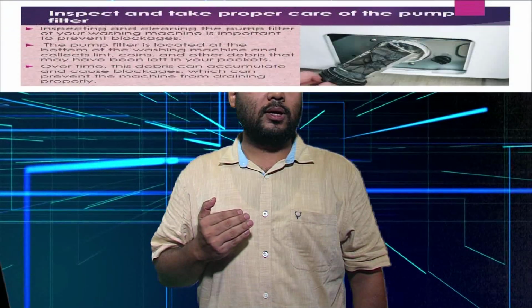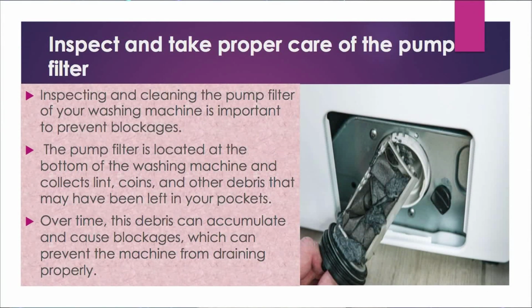Another important point, inspect and take proper care of the pump filter. Inspecting and cleaning the pump filter of your washing machine is important to prevent blockage. The pump filter is located at the bottom of the washing machine and collects lint, coins and other debris that may have been left in after every wash. Over time, this debris can accumulate and cause blockage, which can prevent the machine from draining water properly.